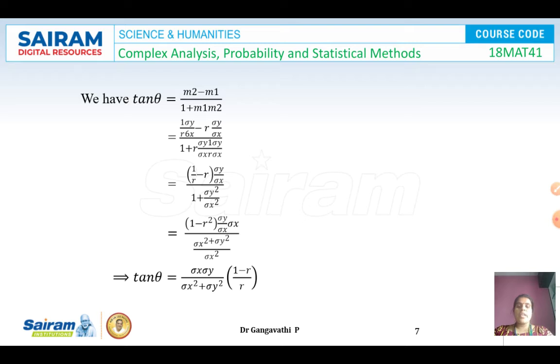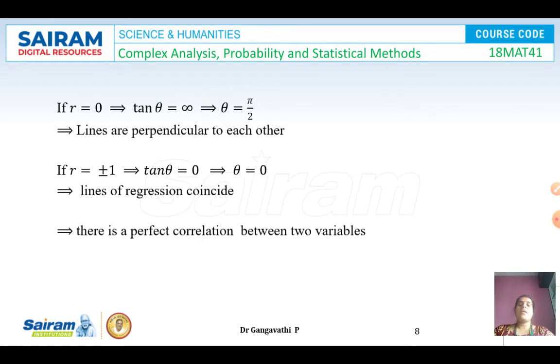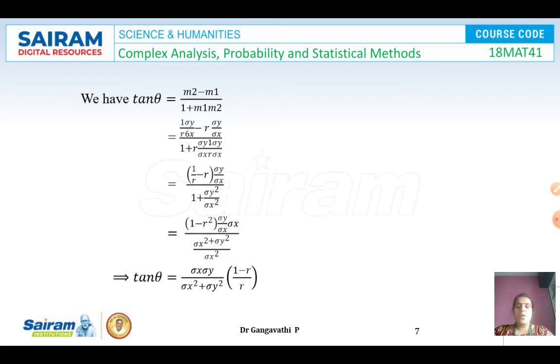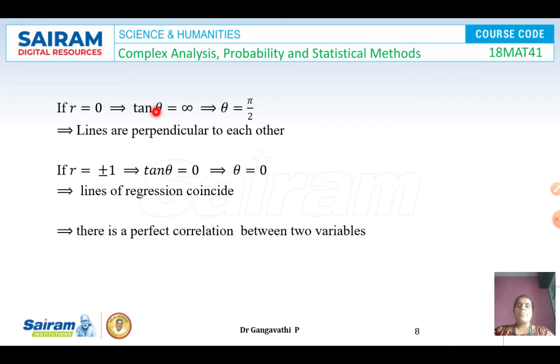So this is the expression which was required, and we obtained it. If r is equal to 0, substitute r equal to 0 here. 1 minus 0 is 1, divided by 0. Anything divided by 0 goes to infinity, and infinity multiplied by anything is infinity itself. So tan theta will be equal to infinity.